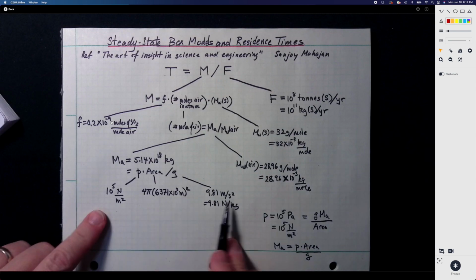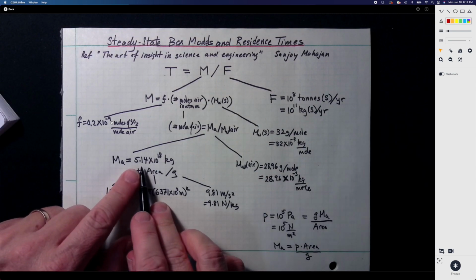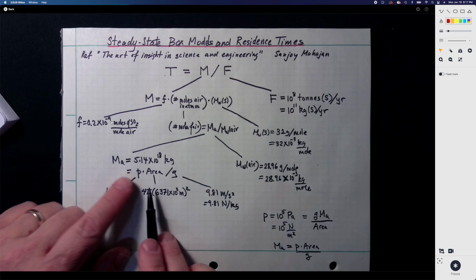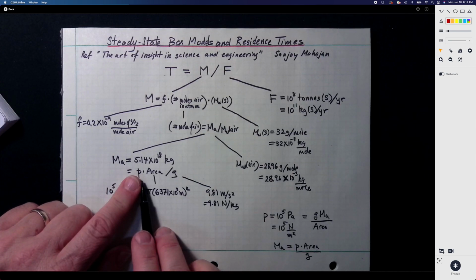And if we combine these numbers together, we get a number, I think it is 5.19 times 10 to the 18 kilograms, is what I calculated. And then we can work our way back up the tree. We take the mass of air and we divide by the molecular weight of air to get the number of moles of air. And for that, I got 1.8 times 10 to the 20 moles.